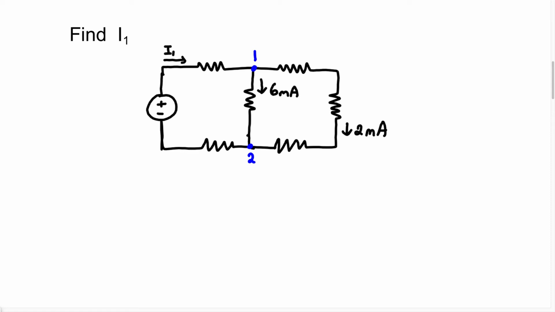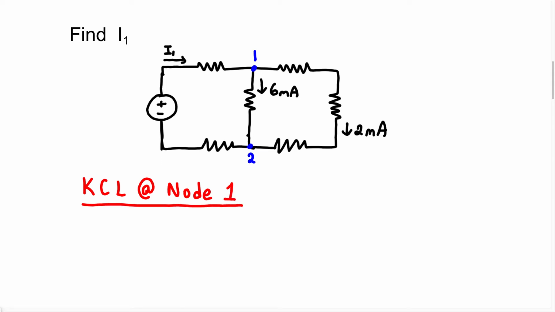Now that we have identified our essential nodes, we're just going to use KCL. Now, for this particular problem, I'm just going to use KCL at node 1. If you prefer to use KCL at node 2, then go right ahead. It's really up to you on where you would like to perform KCL. So I'm just going to say KCL at node 1.